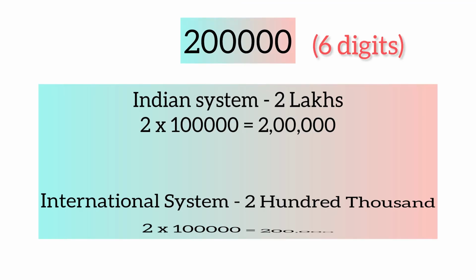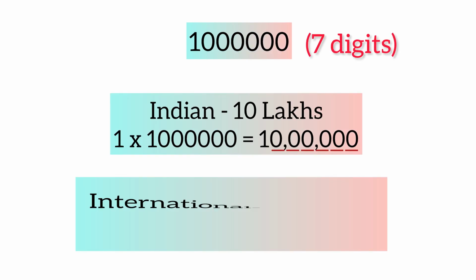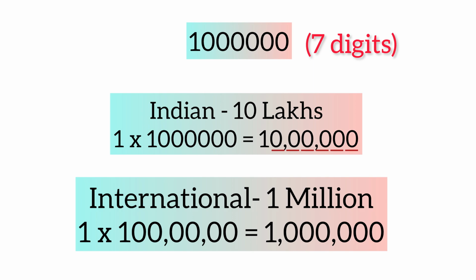Okay, let us take a 6-digit number. In Indian system, we call this 2 lakhs. And in international system, we call it 200,000. If you take this number, which has 7 digits, in Indian we call it 10 lakhs, and in international we call it 1 million. But if you take a look, both have the same 6-digit zeros. So there is no difference between the Indian and international, just the way we place the value. But the digits remain the same in general.